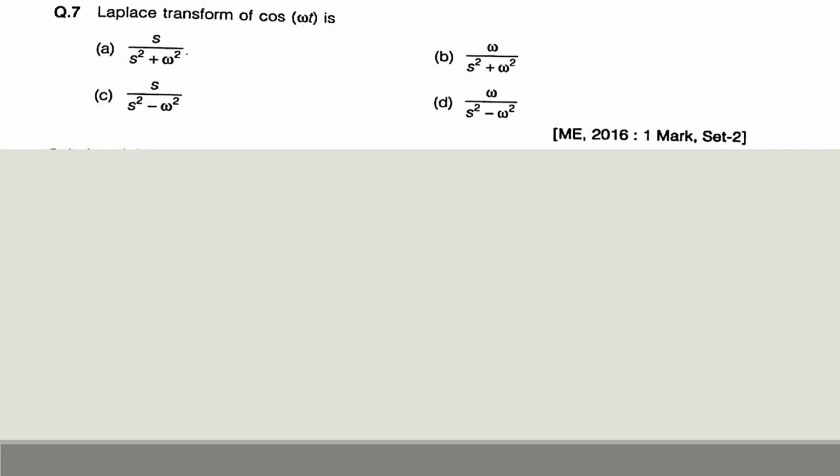Moving to question number 6 here. The Laplace transform of cos omega t. This also is a very simple question here, guys. By knowing the Laplace of cos omega t, you can easily write s upon s square plus omega square. So option A will be our right answer for this question here. This question is asked for 1 mark.